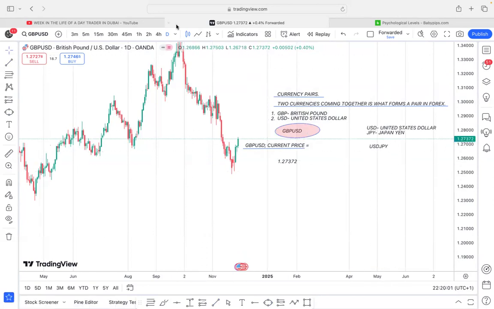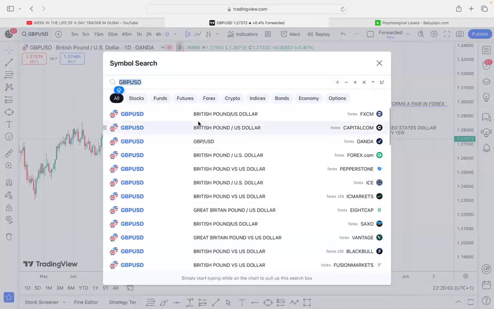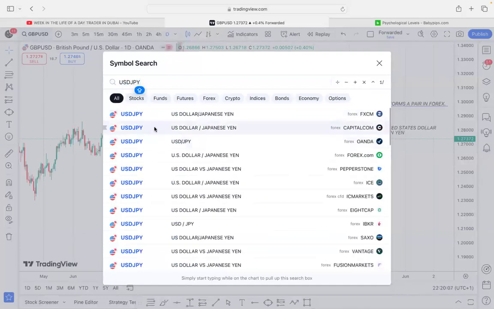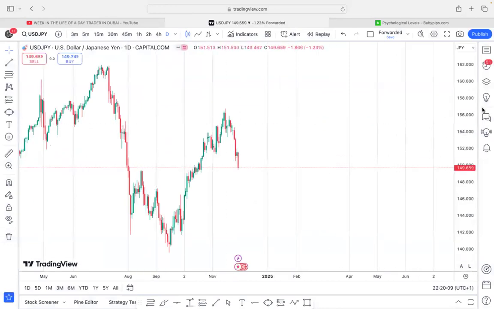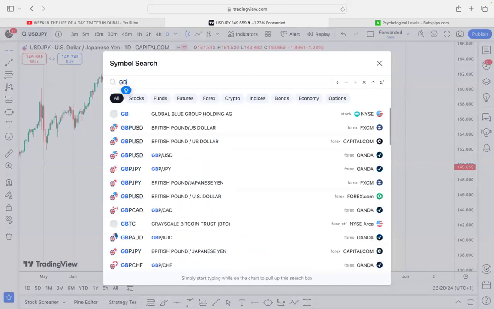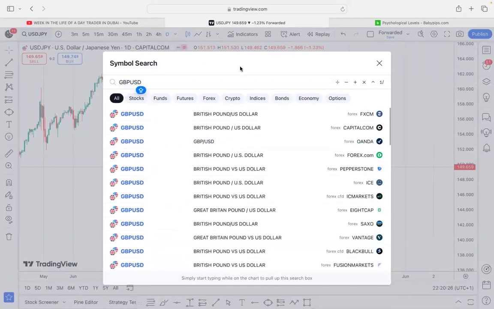Now let me search that. I'm going to go in my search box and search USD JPY. You can see it. This is a currency pair right here. Emmanuel, I believe you understand that now. Can I move forward? Of course. All right, good. So back to GBP USD.